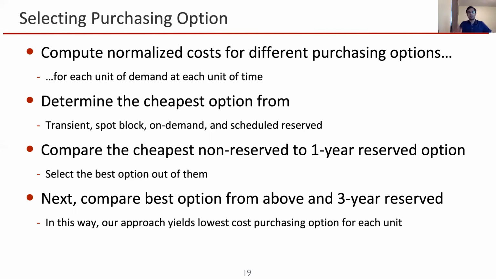After we transform our workload as a time varying function of resource demand, next for each resource demand, we try to pick the cheapest option first from transient VM, spot block, on demand, and scheduled reserved. Next we compare the cheapest of these to 1 year reserved. And next we consider 3-year reserved. In this way, we always pick the cheapest possible option available for each unit. And note that once we pick a reserved option, we need not consider doing this process for the next time unit.